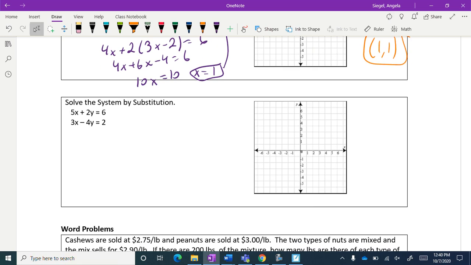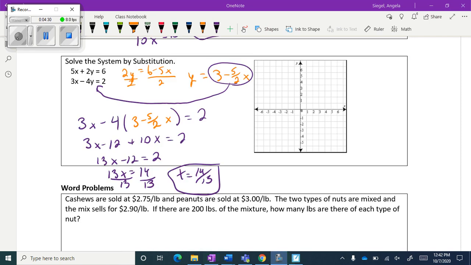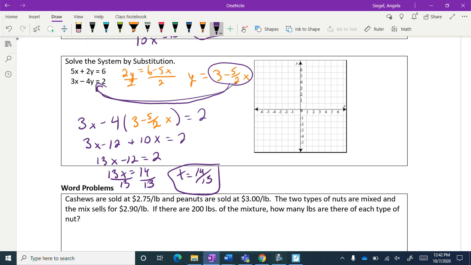So this one, you're just going to have to choose one variable to solve for. It can be the x, it can be the y. So go ahead and do that. In this case, I took the first one and I solved for y, and then I plugged it in for y here, and I ended up getting x equals 14 over 13. So what I'm going to do is plug it in here and get my y value.